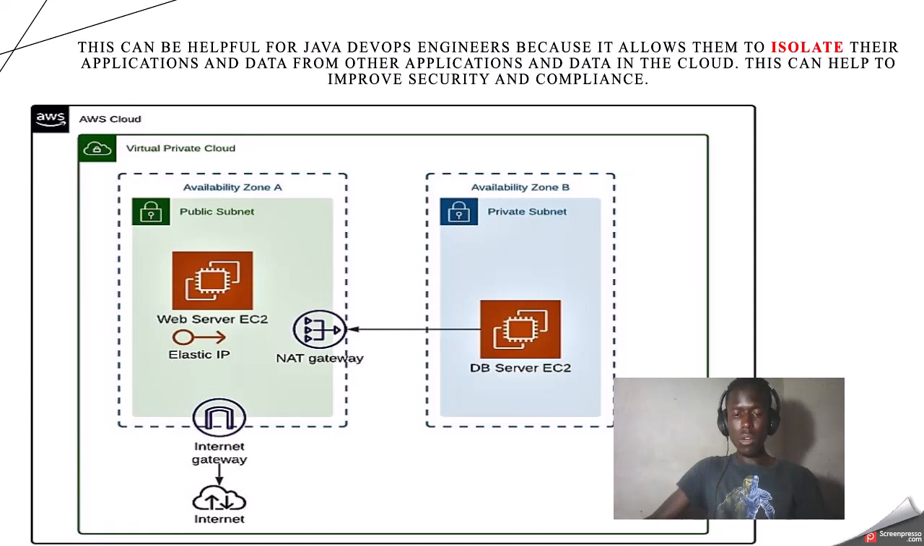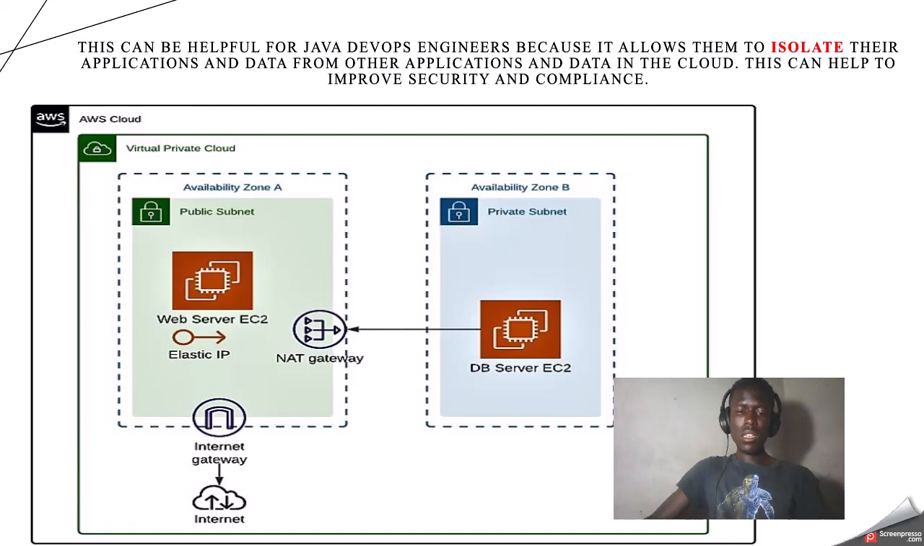From the image here, we have a VPC with two subnets: one, which is a public subnet, and two, which is a private subnet. In the private subnet, inside an EC2 instance, a database server is configured, and in the public subnet, a web server is configured. So when traffic comes from the internet, it gets first to the web server inside the public subnet, and the web server is able to communicate with the database server inside the private subnet.